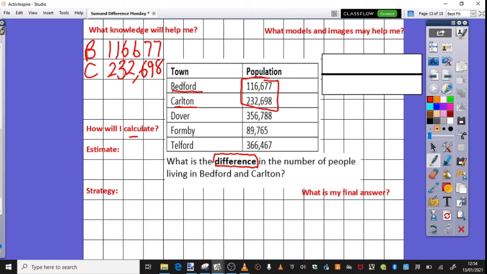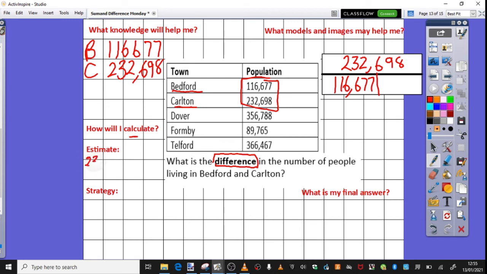I'm actually looking for subtraction here. So what I'm going to be doing is comparing the two, subtracting the smallest amount from the largest amount. So this is what my bar model will look like to represent my problem. And the first thing I need to think about, if I'm going to be subtracting, is a rough estimate.